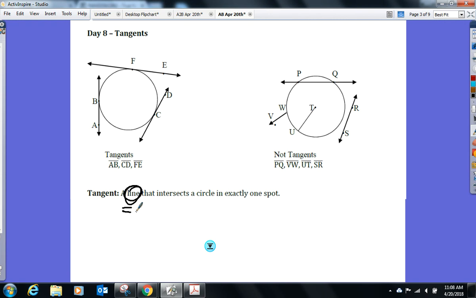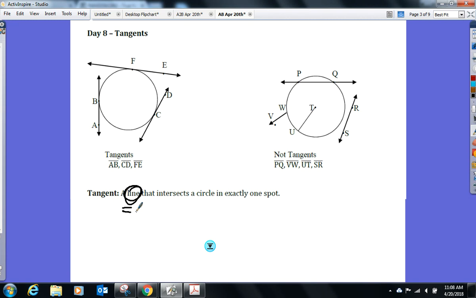Quick question. This intersects the circle at one spot. Why isn't this a tangent? Well, it's a radius, and also is it a line? No. This one touches it at one spot at W, but why isn't it a tangent? It's a ray, it's not a line. If I did extend the line, what would happen? Twice. Okay, it'd be twice.